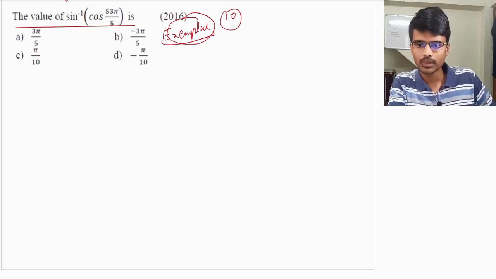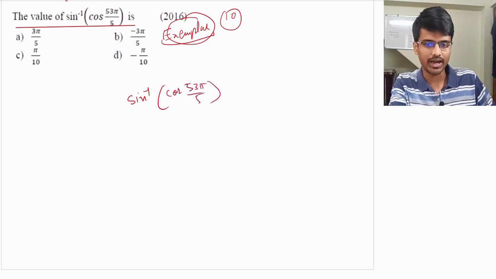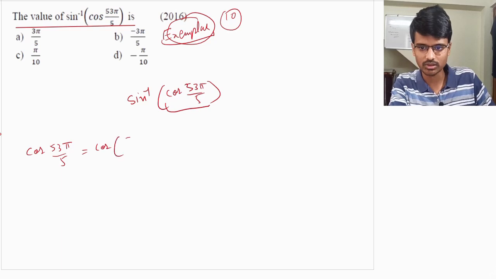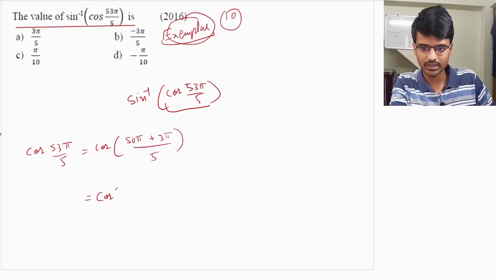Moving on. So we have sine inverse of cos 53 pi by 5. Here our idea should be how I can change this cos to sine. Let's focus on that. Cos of 53 pi by 5. I can write this as cos of 50 pi plus 3 pi by 5. This can be written as cos of 10 pi plus 3 pi by 5. Now I can write this as cos of 3 pi by 5.